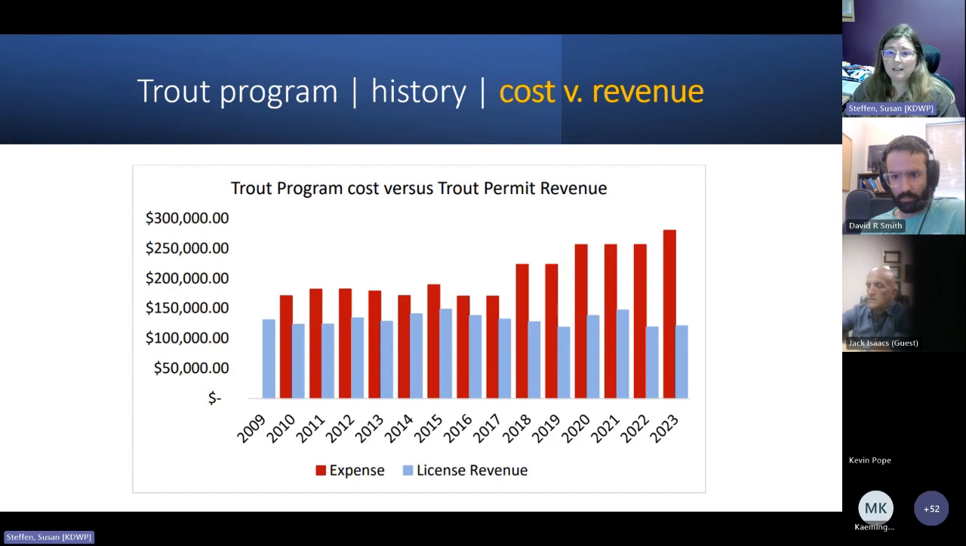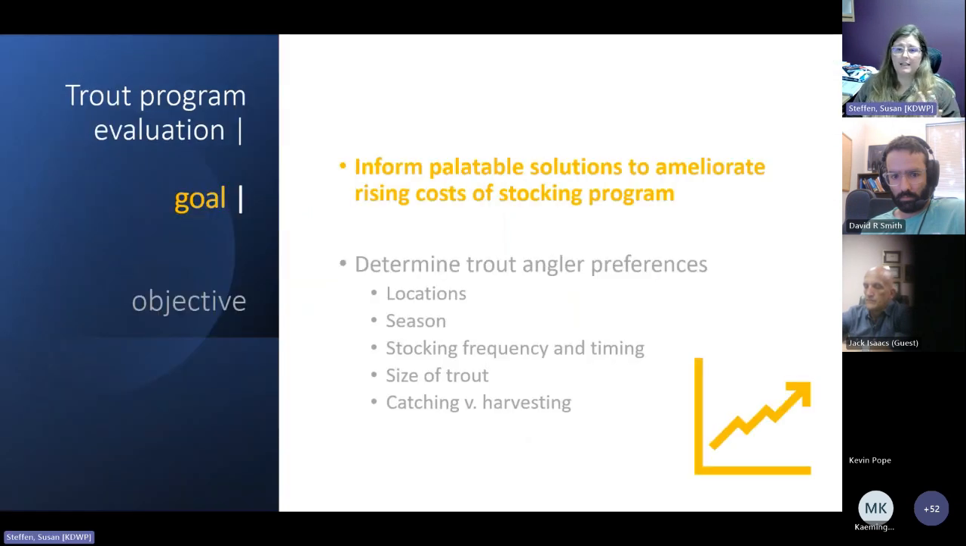We're just not selling as many trout permits as we used to, and it's certainly not enough to make up for the cost difference. So, big problem there. We really realized as an agency we had to do something different. We had to make some changes. This is something we can't delay anymore.